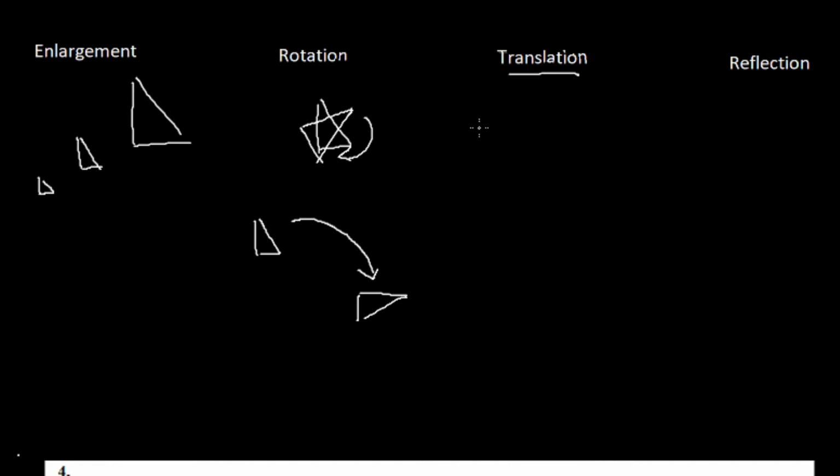Translation. So this one, think about translation as sort of moving a meaning from one place to another. So in translation, you have a shape and it moves somewhere, but it does not turn or anything, so it stays the same way up and nothing else about it changes. It's just moved to a different place.